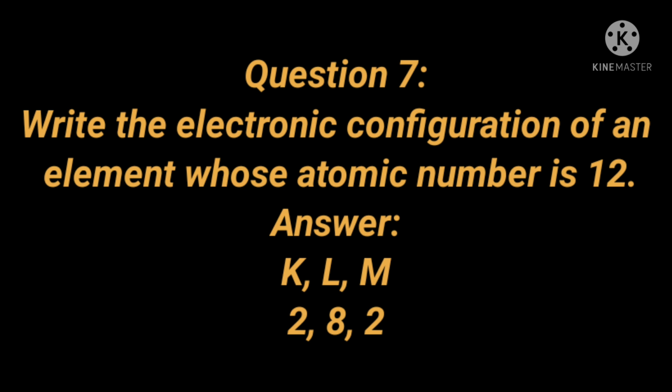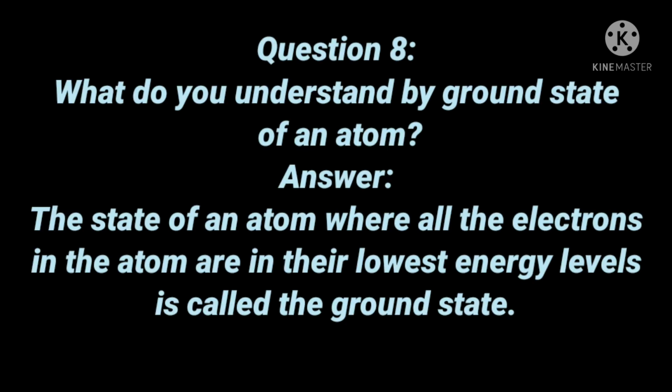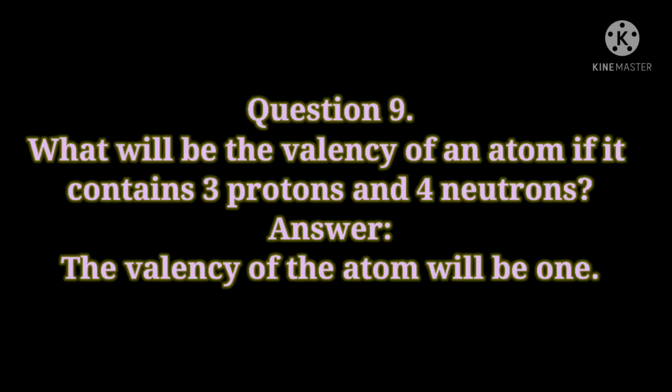Write the electronic configuration of an element whose atomic number is 12. So the answer will be 2, 8 and 2. What do you understand by the ground state of an atom? It is the state of an atom where all the electrons in the atom are in their lowest energy levels. So this is called the ground state.